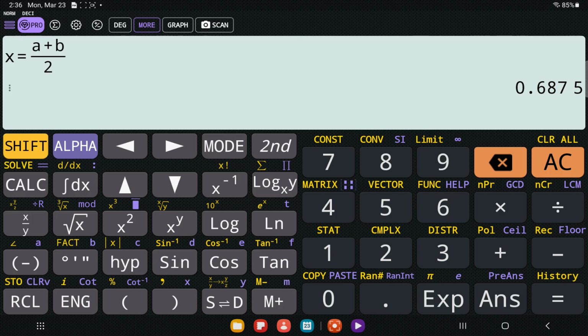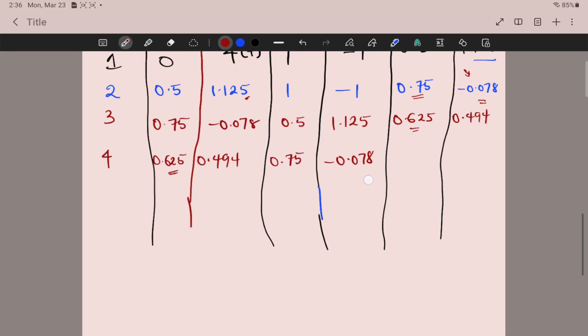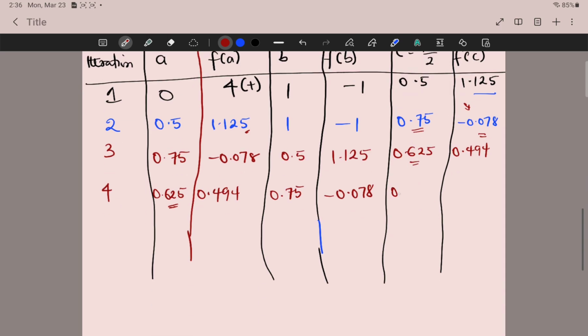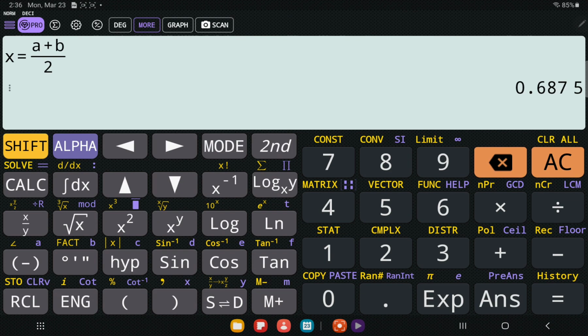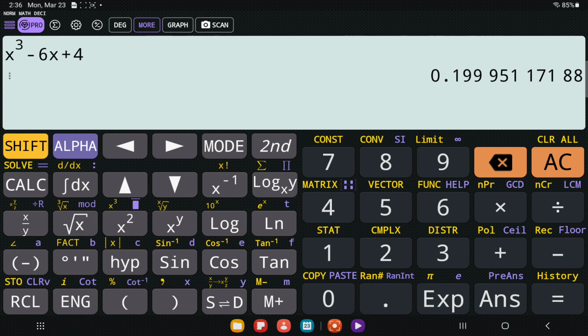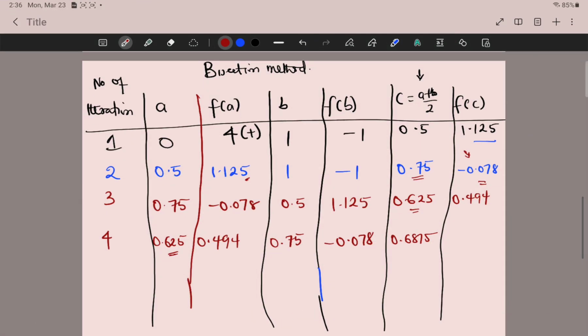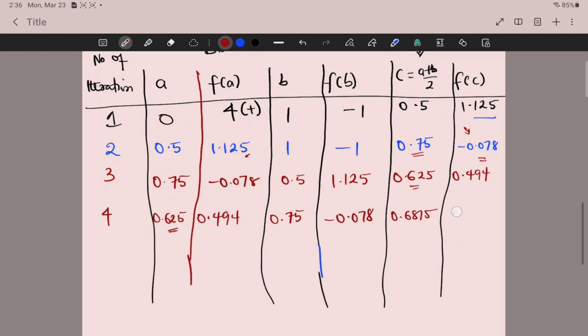Our (A plus B) over 2 is 0.6875. Then our F of C. What will be our F of C? Our F of C is 0.199. So I come here. You see, I don't even need to write 0.199. I just need to write that it is a positive figure. I don't need that value there.